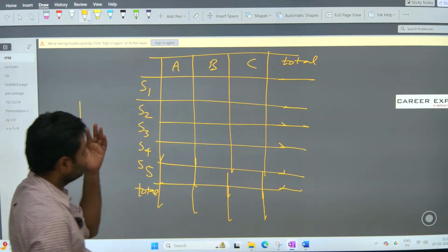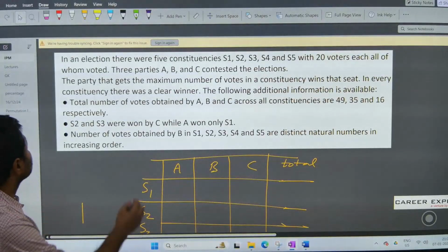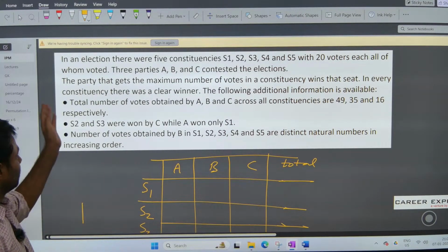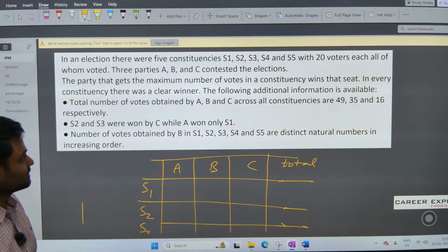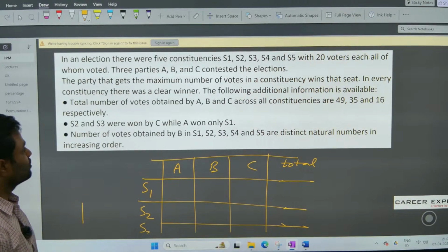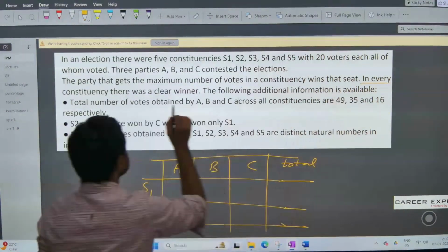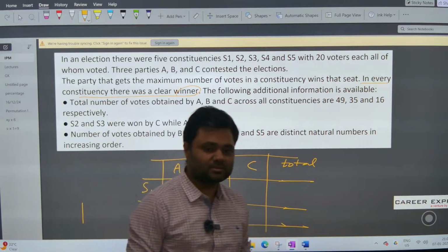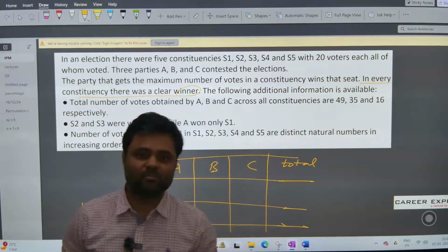Right. So now the party that gets the maximum number of votes in a constituency, they win the seat. In every constituency, there was a clear winner. Okay. So what is this line? In every constituency, there was a clear winner. Why is this line important? Clear winner means that there was a single party which got the maximum number of votes.